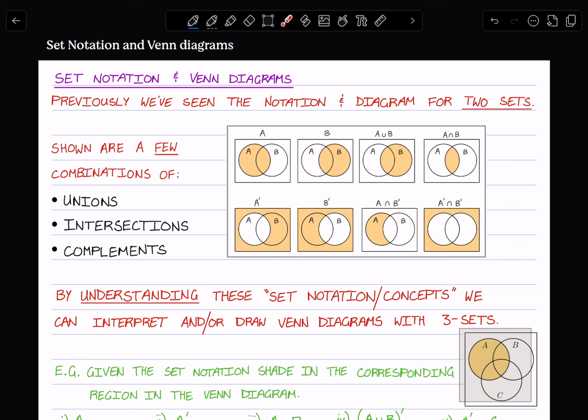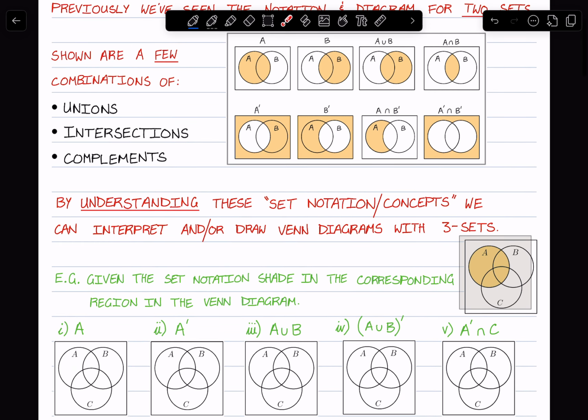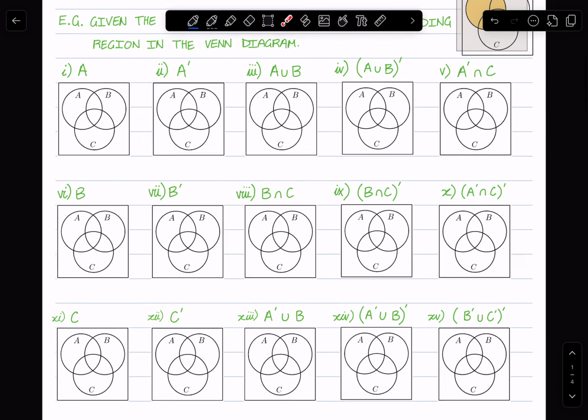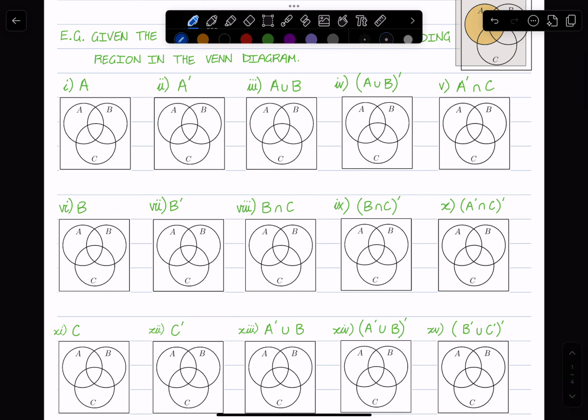So previously we've seen the basic concepts for the notation and diagram of just two sets. So here are a few combinations of unions, intersections, and complements between any two sets A and B. By understanding the set notation concepts, we can interpret and or draw Venn diagrams with three sets. So before we move on to three sets, let's really get our heads around single sets and double sets first.